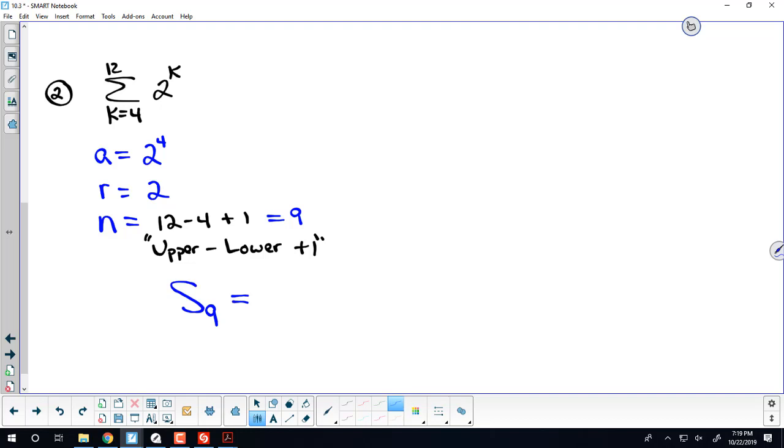I don't know if you want to leave it as this or this. But the 9th partial sum is a times 1 minus r to the n, and n is 9. So 1 minus 2 to the 9th, all over 1 minus r. Right.